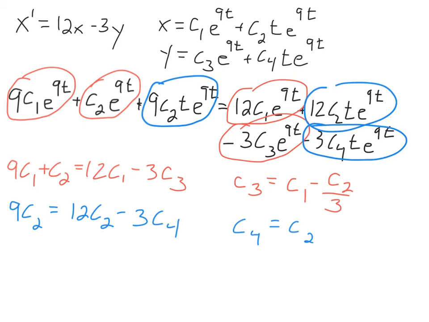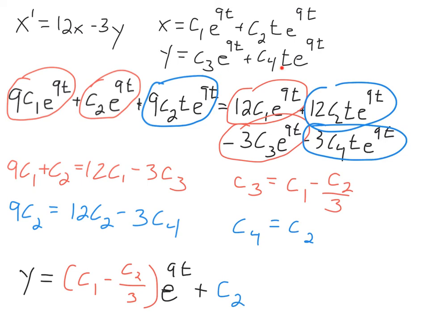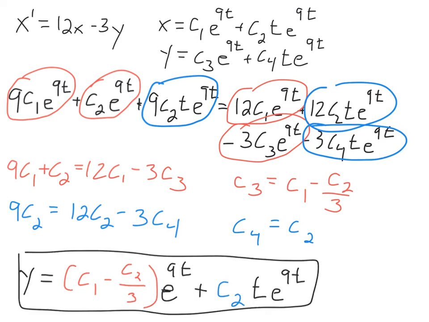So now for my general solution, I can replace c3 with the expression that we found over here. So c3 is now c1 minus c2 over 3. And that's the coefficient in front of the e to the 9t. And then we add to that c4, which we now can just replace with c2 times t e to the 9t. So here we've got our general solution for y. It depends on the coefficients that we define in our general solution for x.